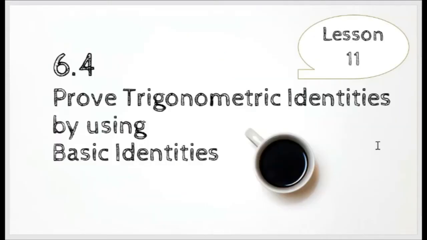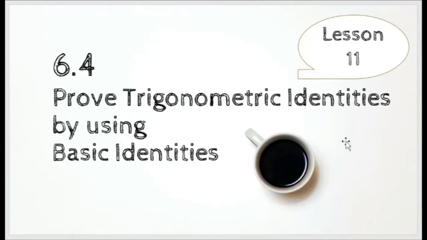Okay, so we go to lesson 11 now. For lesson 11, today we are going to learn about 6.4. This is how to prove the trigonometric identities by using the basic identities. Still remember what the basic identities are?